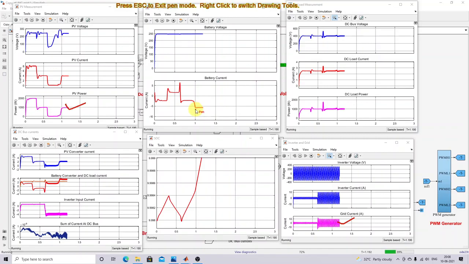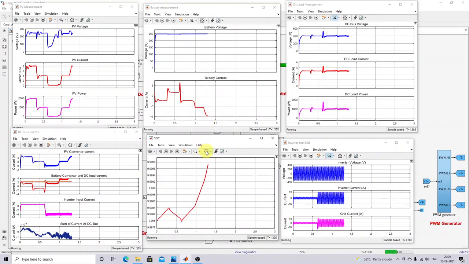Because of that, what will happen? The charging current of the battery is increased from minus 1.5 amps to minus 6 amps, and the DC load also receives the power from the grid. Now you can see that after 1.2 seconds the irradiation changes from 500 watts per meter square to 1000 watts per meter square. Because of that, PV power increases from 1000 watts to 2000 watts. So the battery charging current increases from minus 6 amps to minus 10 amps. Still the grid is supplying the power, because only the PV power is greater than 100 watts.